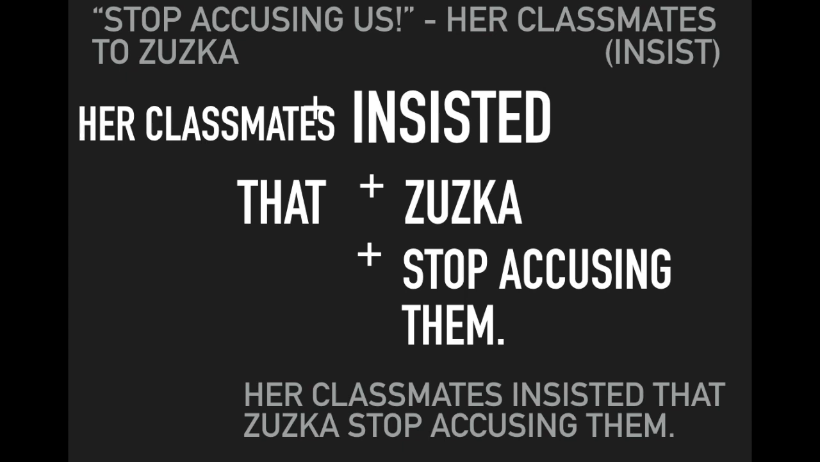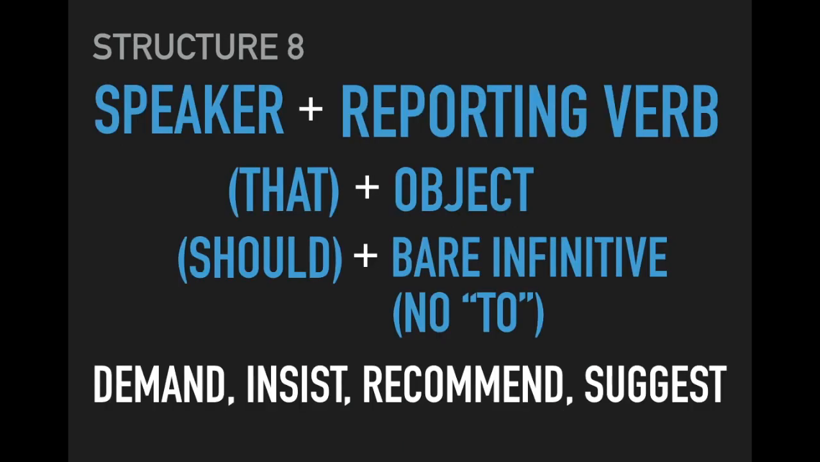This one gets a little complicated. If you have questions, ask me in class and we can go over a couple more examples. One last time, we have the speaker plus reporting verb with or without that, the object or who is being spoken to. Maybe you would add should, you don't have to. And then we have the bare infinitive without to. We use this with verbs like demand, insist, recommend, and suggest.